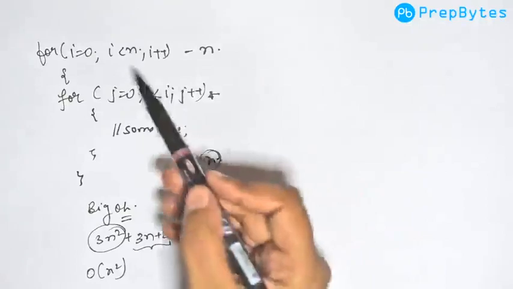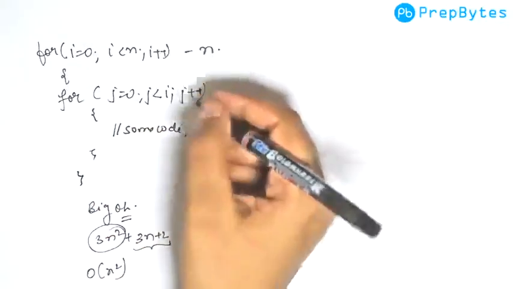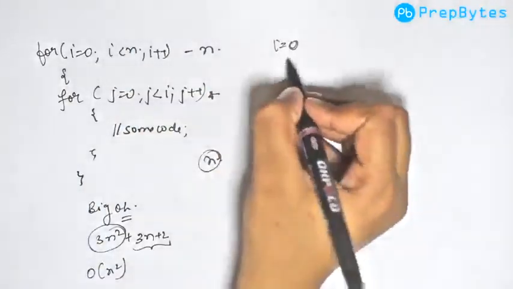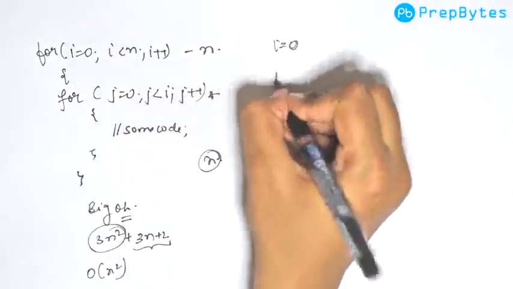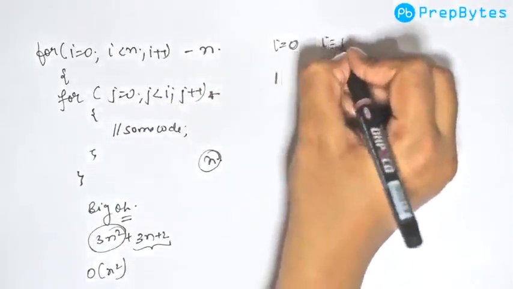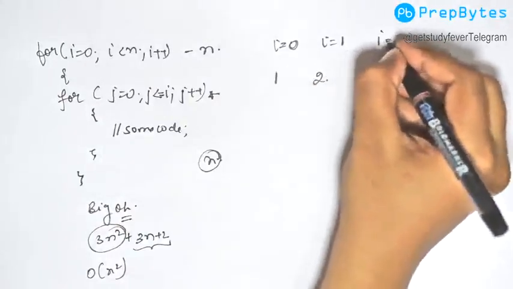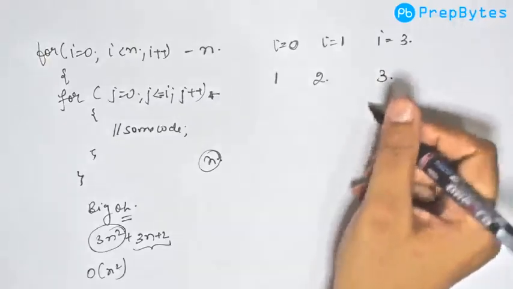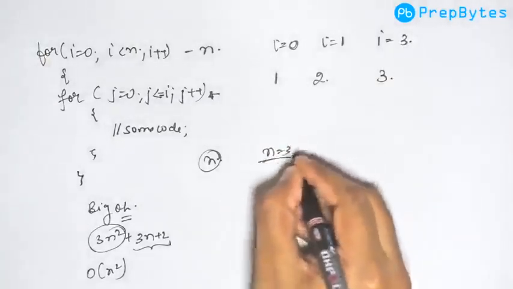So what happens is, a loop gets executed. Obviously this gets executed from i equal to 0 to n, and similarly this will get executed. So let's see how it goes. When i is equal to 0, this particular loop gets executed one number of times. For i equal to 1, this gets executed two number of times. For i equal to 2, it gets executed three number of times. So let's say we have n equal to 3.